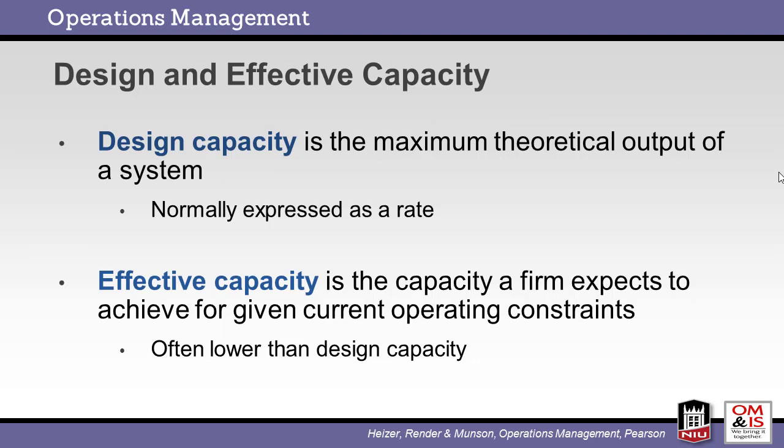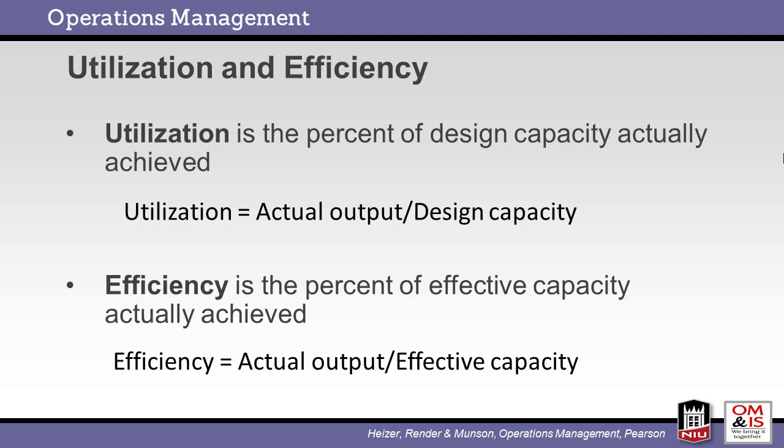Design capacity is the theoretical maximum output of a system. This level is seldom attained. Effective capacity is the expected output given the constraints of the system. This tends to be the operational goal for the organization. Utilization is the ratio of actual output to design capacity, while efficiency is the ratio of actual output to effective capacity. Note that both are based on actual output, not capacity.